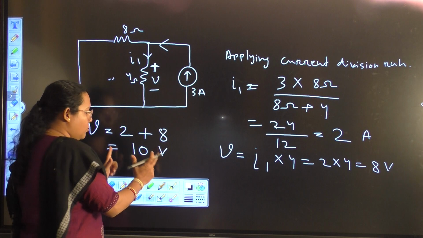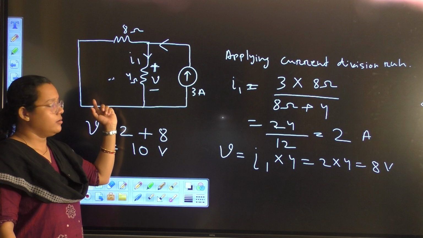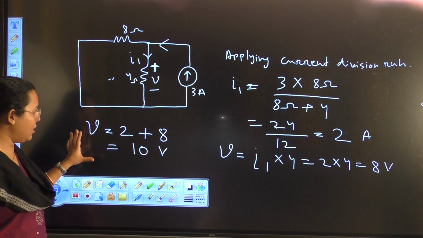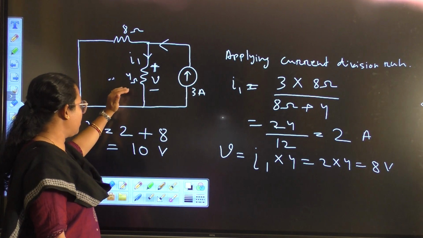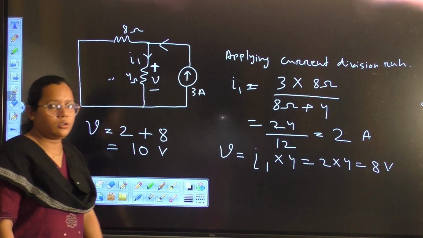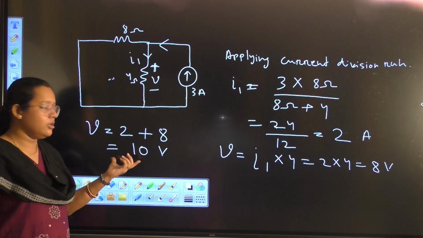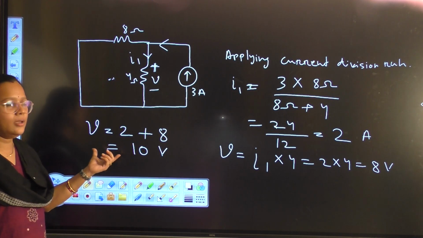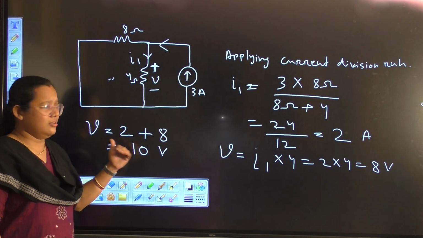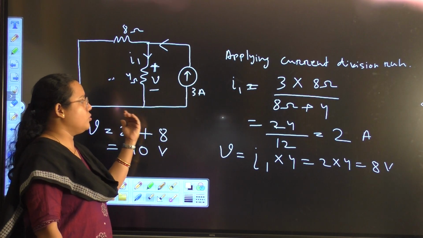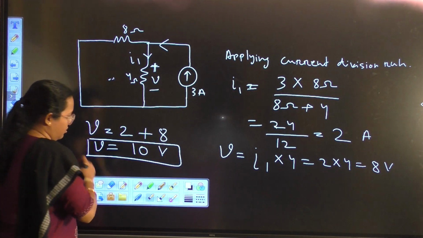So this is the total or net voltage because of both the sources. So this is my answer. The net voltage across this 4 ohm is 10 volt. And how did we get this value? We have considered the individual sources at a time by deactivating the other sources. Then we added the contribution of the sources individually, and we found out this total voltage.